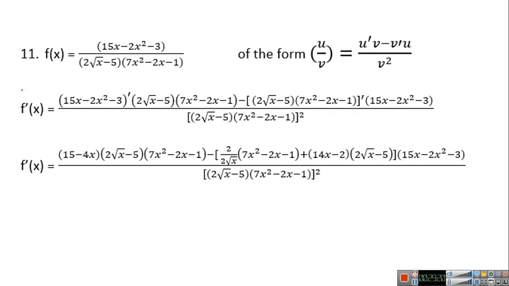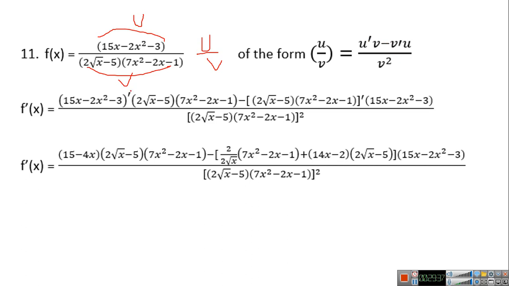More examples. I hope after number 11 you will understand. So this is of which form? This is u over v. This is the whole u, and this is the whole v. So it's of the form u over v, derivative u prime v minus v prime u over v squared.